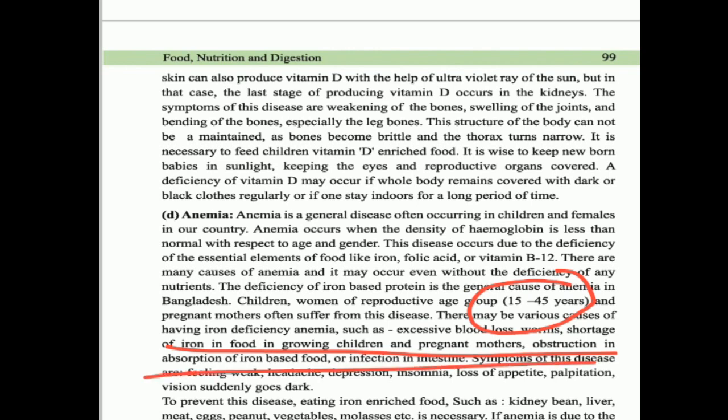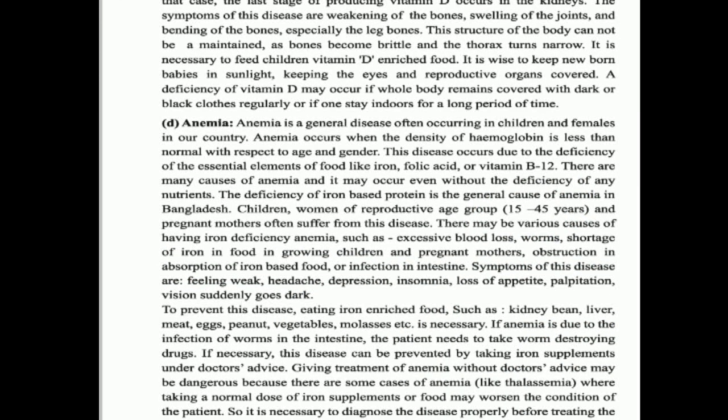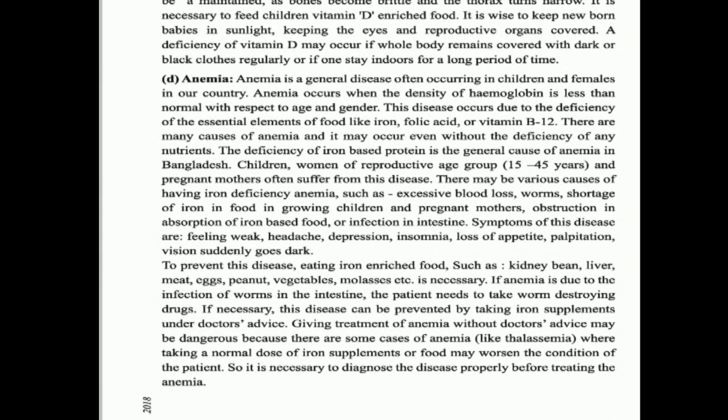Okay. Symptoms of the disease are feeling weak, headache, depression, insomnia, loss of appetite, palpitation, and vision suddenly going dark. To prevent this disease, eating iron-enriched food such as kidney beans, liver, meat, eggs, peanuts, vegetables, molasses, etc. is necessary. If anemia is due to worm infection in the intestine, the patient needs to take worm-destroying drugs. If necessary, this disease can be prevented by taking iron supplements under doctor's advice.